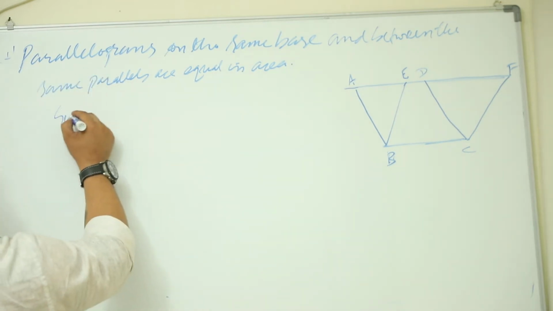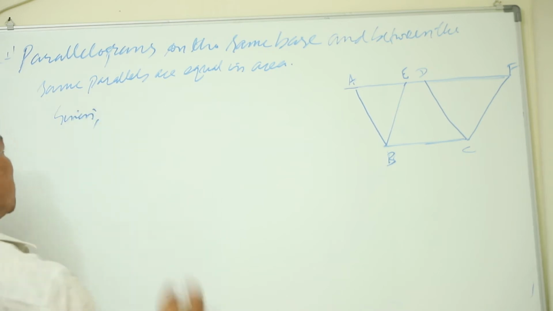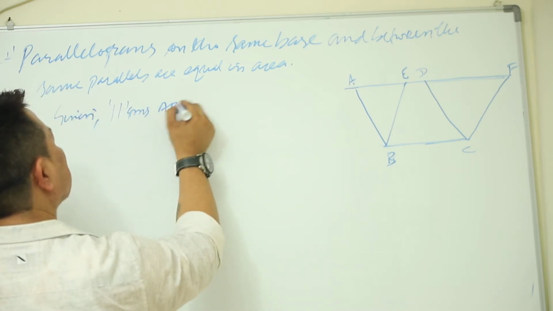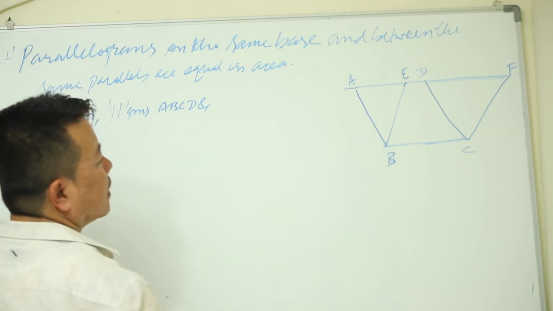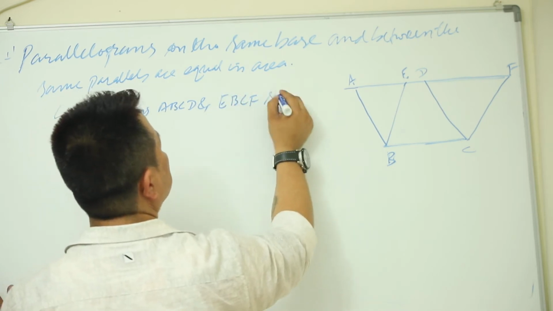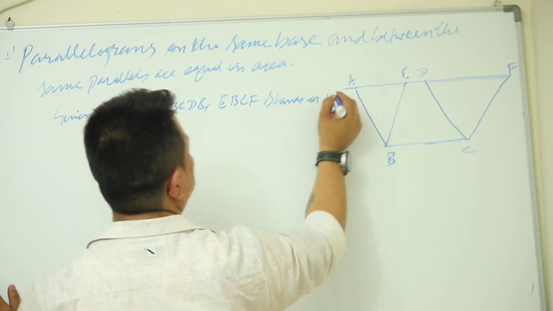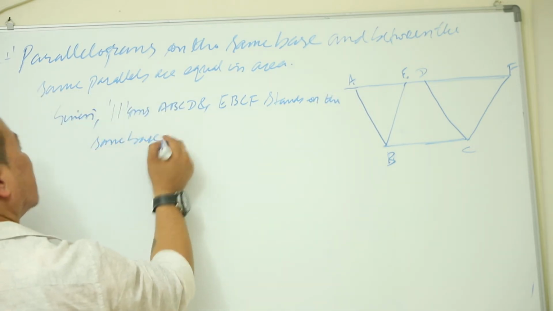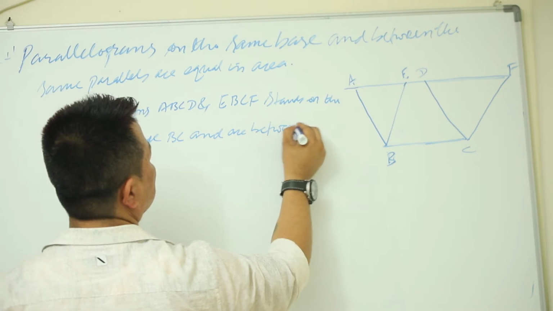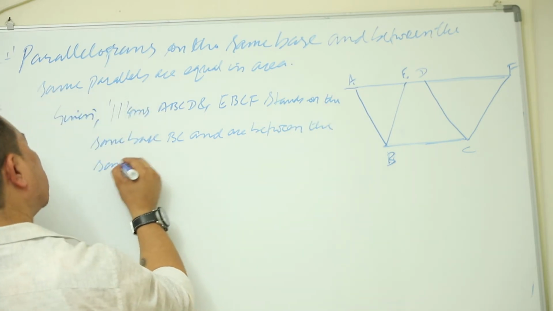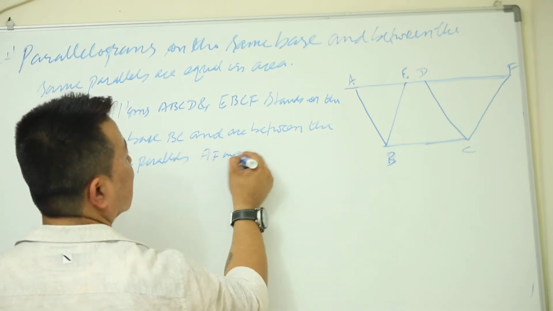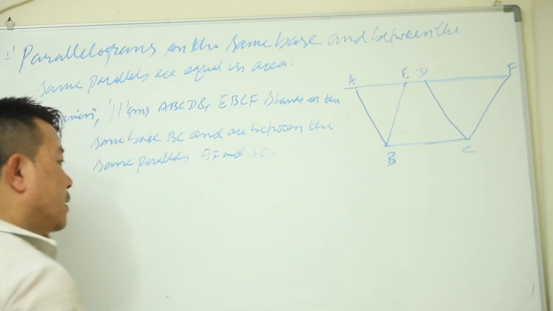Okay, given: parallelograms ABCD and EBCF stand on the same base BC and are between the same parallels AF and BC. Now this is given.